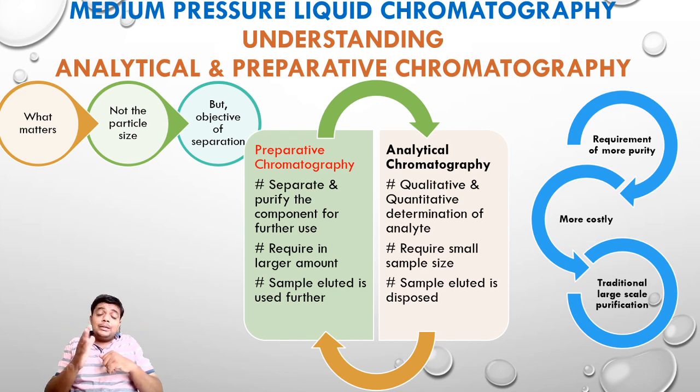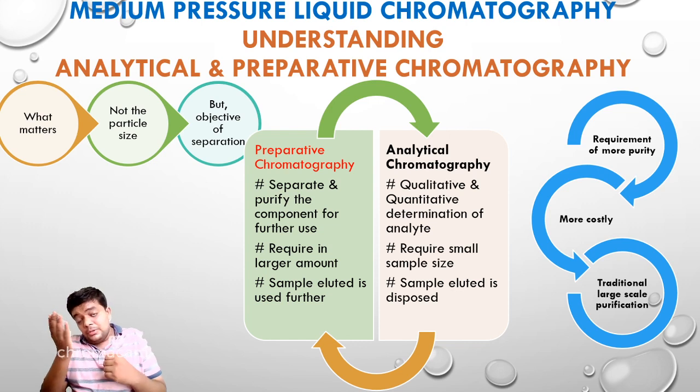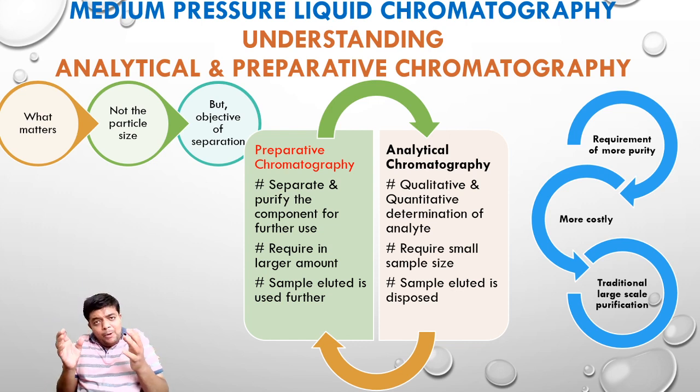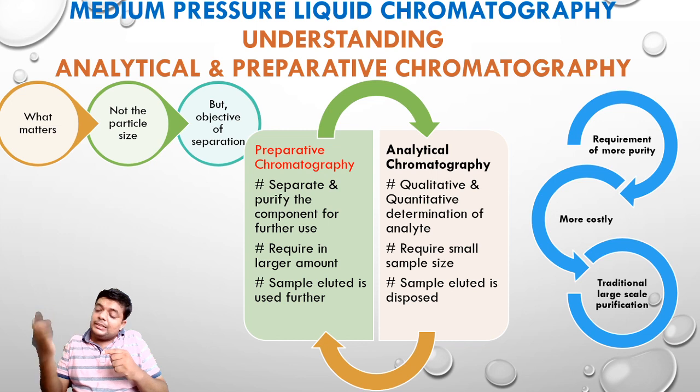But when it comes to preparative chromatography, the aim is to separate and purify the component for further use. It means I have a mixture of components, I am separating out a component, and I want to use it for further research.